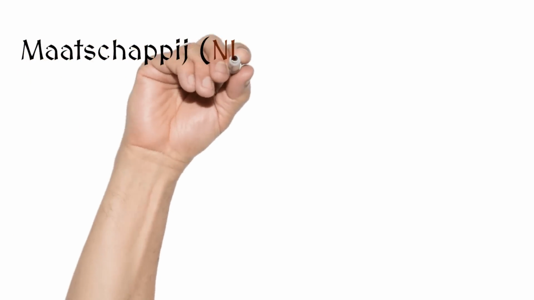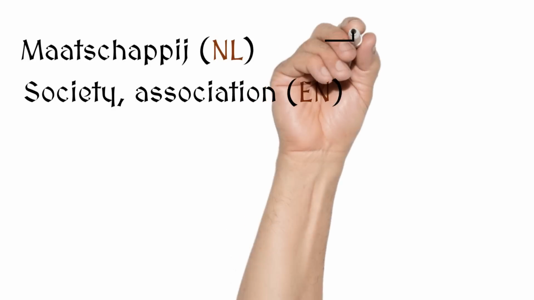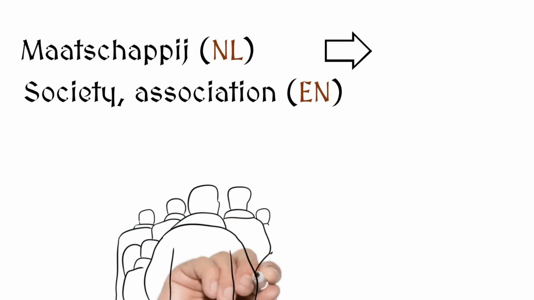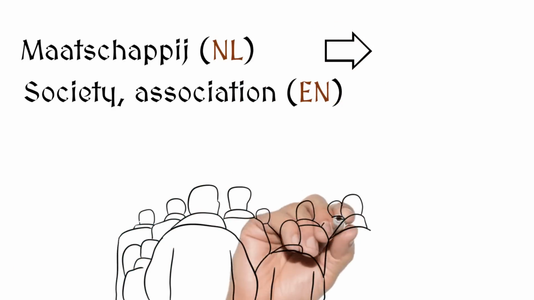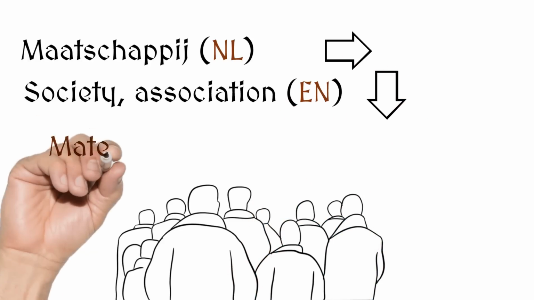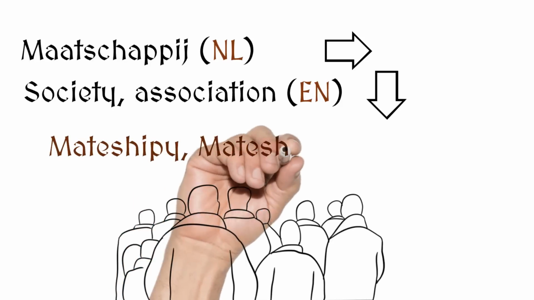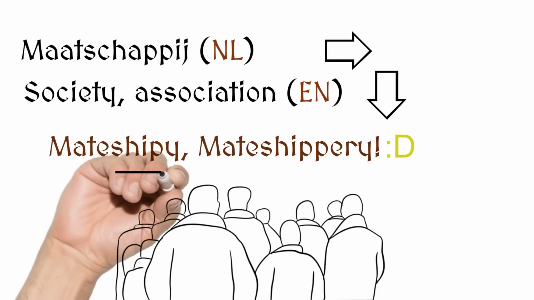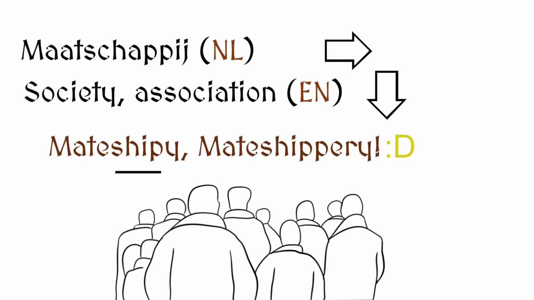We have the word maatschappij in Dutch, which means society or community. Maat is cognate with mate in English, and schap with ship. So maybe we can translate it part by part as "mateshipy" or "mateshippery". The suffix ship, as in friendship or mateship, comes from a Proto-Germanic root which means shaping or condition.